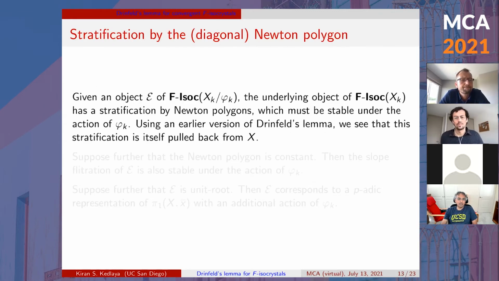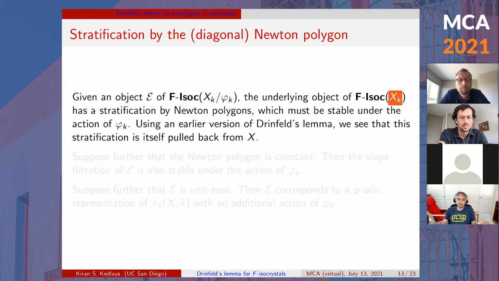Okay, so if I take an object in this category, I can forget the partial Frobenius action, and then I get a stratification by Newton polygons. However, if I then remember that there's a partial Frobenius action, that tells you that the stratification of X_k given by the Newton polygon of this object is invariant for the action of phi_k, right? Because the stratification is uniquely determined by this object, and this object is isomorphic to its phi_k pullback. So the stratification has to be phi_k invariant. And that's a pretty strong restriction.